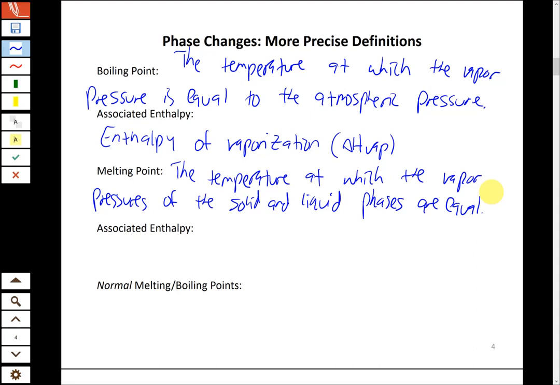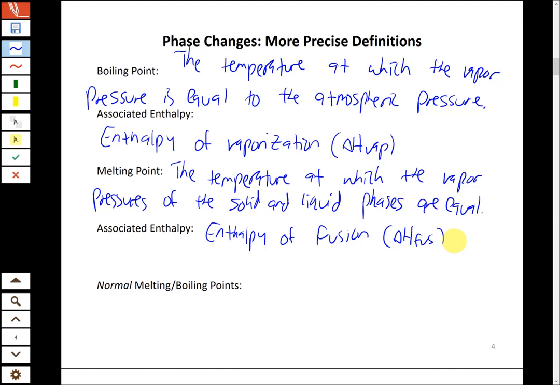And the associated enthalpy of this is called the enthalpy of fusion. We already introduced that a little bit, and we're going to use it again today in a more numerical context. And again, we call that process melting, and this is the enthalpy change associated with the solid to liquid transformation. So that's going from solid to liquid. We call that enthalpy of fusion, also a positive number.